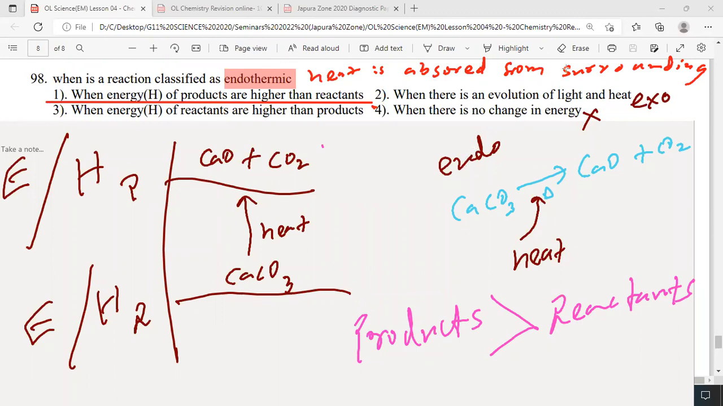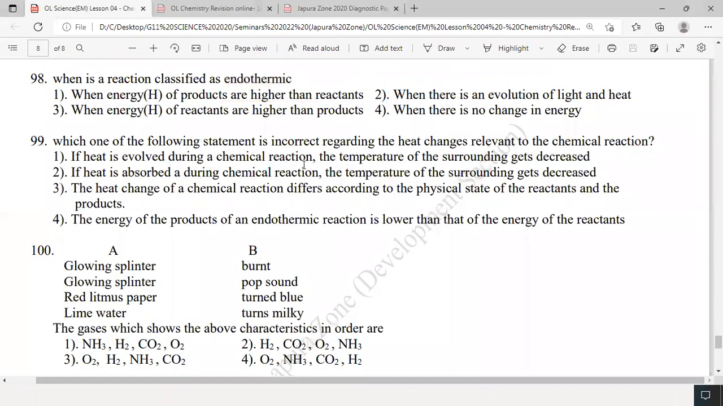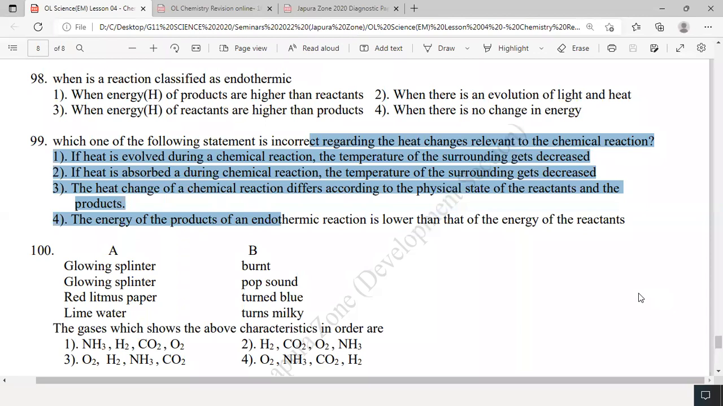Question number 99. I'll read the screen. 99, what is the answer? Incorrect regarding heat changes relevant to the chemical reaction.